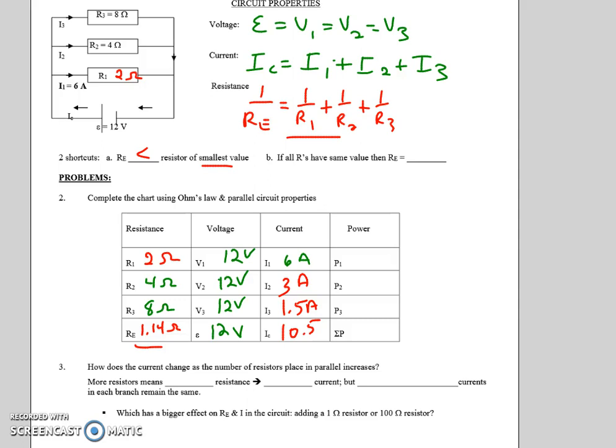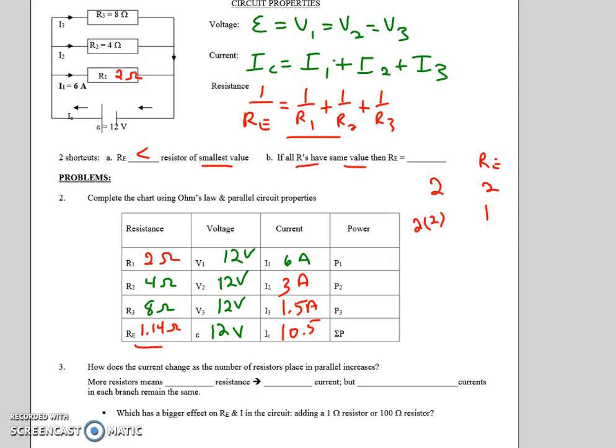Okay, another nice shortcut is if the resistances all have the same value. So let's say I had a 2 ohm by itself. The effective resistance would be 2. Let's say I had a 2 and a 2 in parallel. In other words, I had 2 2s. The effective resistance would be 1 over 2 plus 1 over 2 is 1. Reciprocal of that would be 1.